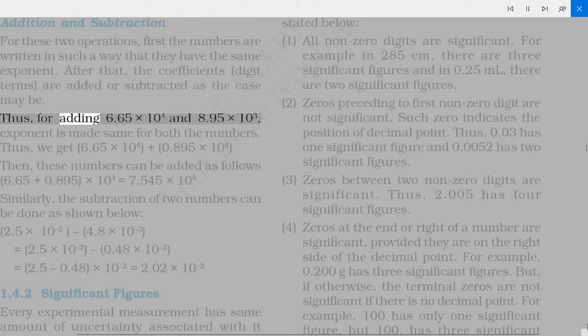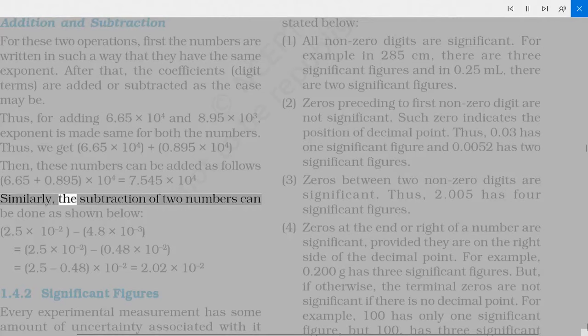Thus, for adding 6.65 times 10^4 and 8.95 times 10^3, the exponent is made the same for both numbers. Thus, we get 6.65 times 10^4 plus 0.895 times 10^4. Then, these numbers can be added as follows: 6.65 plus 0.895, times 10^4, is equal to 7.545 times 10^4.